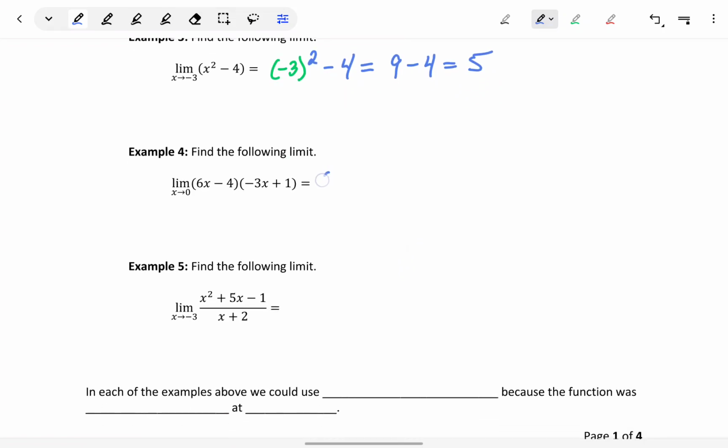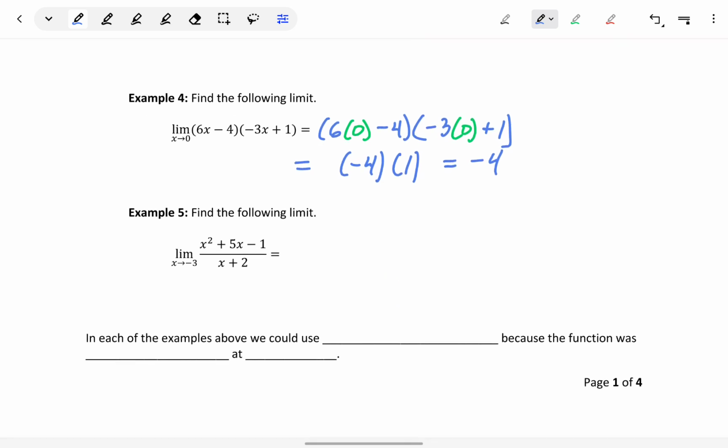In example 4, again, using direct substitution, we'll plug in 0 every time an x occurs in this expression. And then evaluate from there. This will end up being negative 4 times 1, or negative 4.